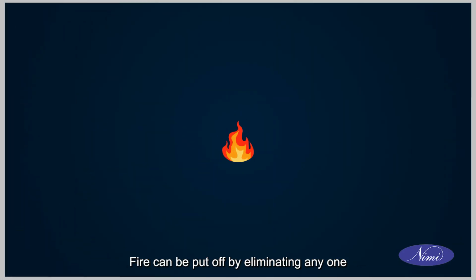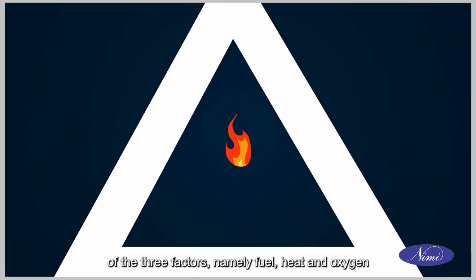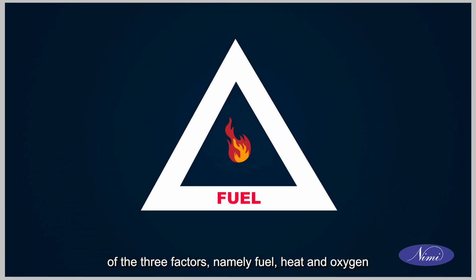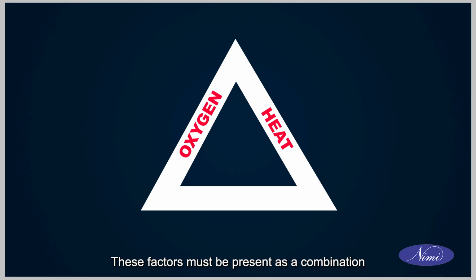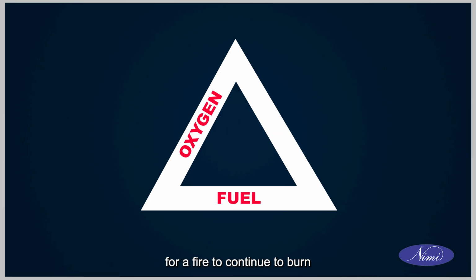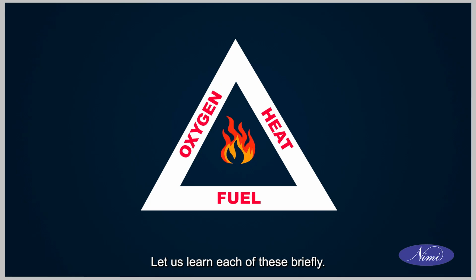Fire can be put off by eliminating any one of the three factors, namely fuel, heat, and oxygen. These factors must be present as a combination for a fire to continue to burn. Let us learn each of these briefly.